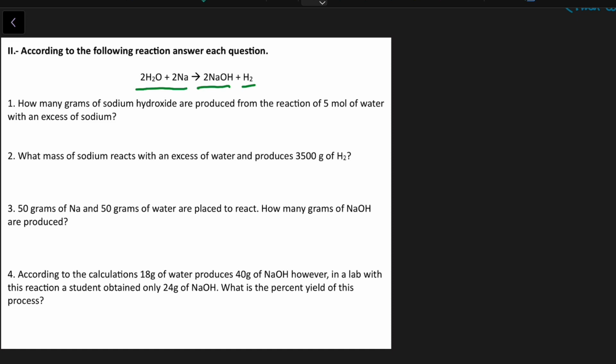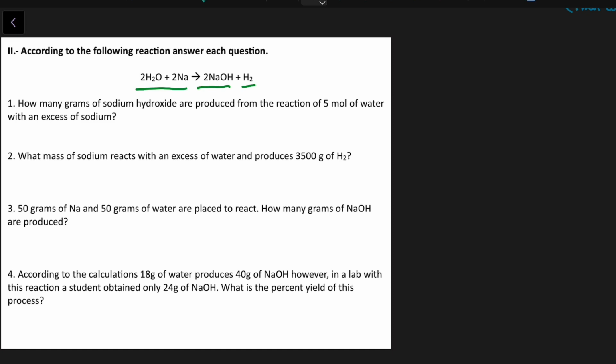The first question says, how many grams of sodium hydroxide are produced from the reaction of 5 moles of water with an excess of sodium? Second question says, what mass of sodium reacts with an excess of water and produces 3,500 grams of hydrogen? And number 3 says, 50 grams of sodium and 50 grams of water are placed to react. How many grams of sodium hydroxide are produced? Finally, we have number 4, according to the calculations, 18 grams of water produces 40 grams of sodium hydroxide. However, in the lab, with this reaction, a student obtained only 24 grams of sodium hydroxide. So what is the percent yield of this process? All right, so let's start with number 1.